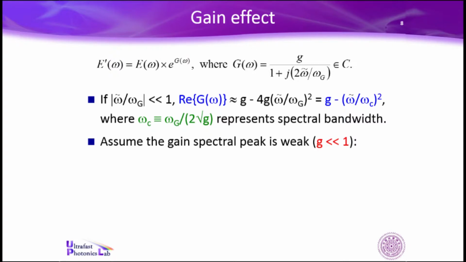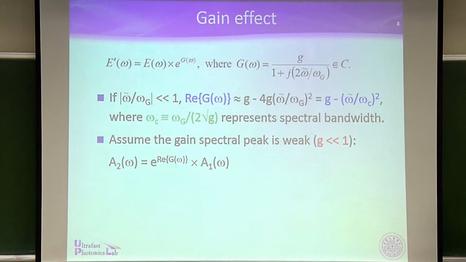Then if we further assume the gain spectral peak is weak, that is, small g is much less than 1, we get this. The new spectrum A2 equals e to the big G, but here we only care about the real part. So the real part of big G times the input spectrum, big A1. And the real part of big G has been approximated by this: e to the g times e to the minus omega over omega c squared. The first is a constant, and the second term is a Gaussian function, right? And A1, by the conclusion of the previous slide, is close to 1 minus LC, parentheses, times big A. So you can combine them together.